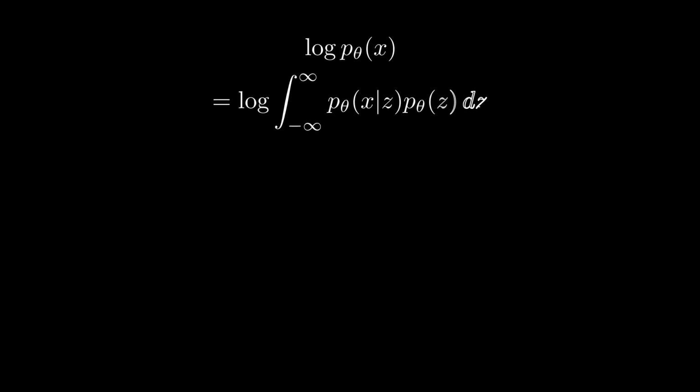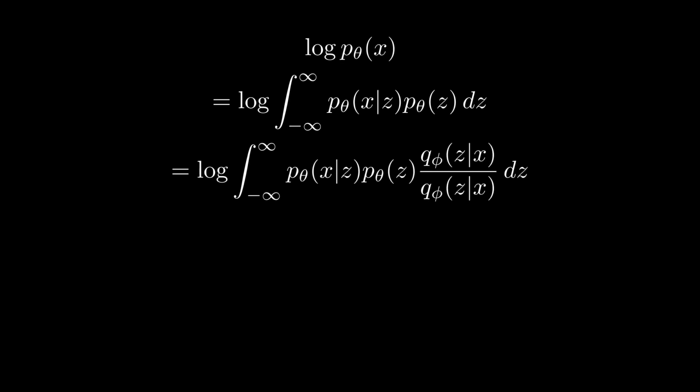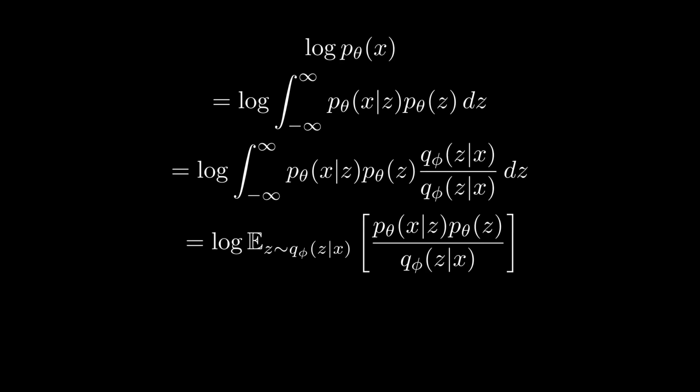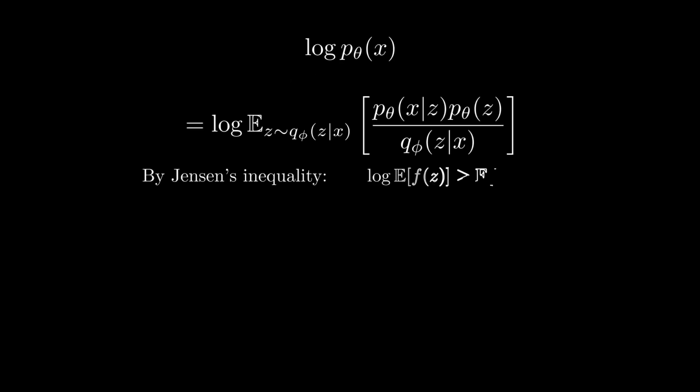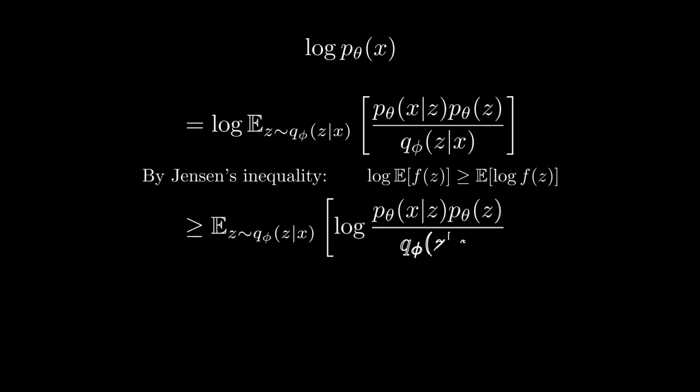We have to maximize p theta of x, where x is all the images present in our dataset. We take the log of p theta of x and then expand p theta of x, and then we multiply and divide by q phi of z conditioned on x. By Jensen's inequality, the log of an expectation is always greater than or equal to the expectation of the log.